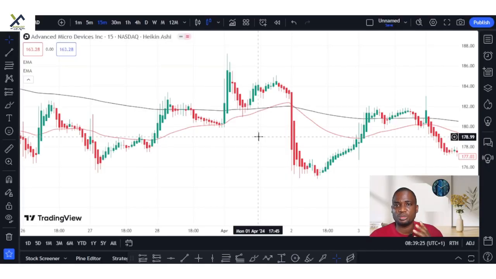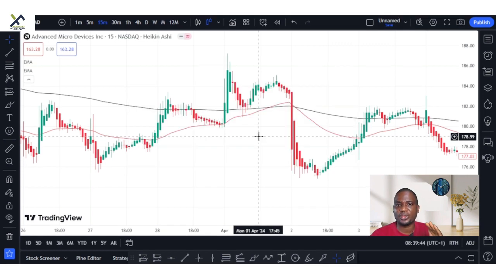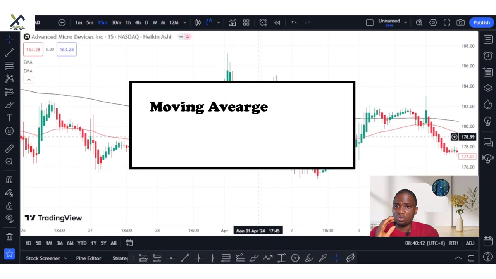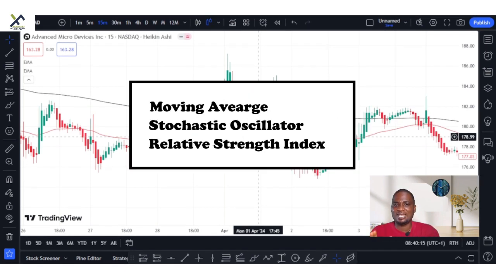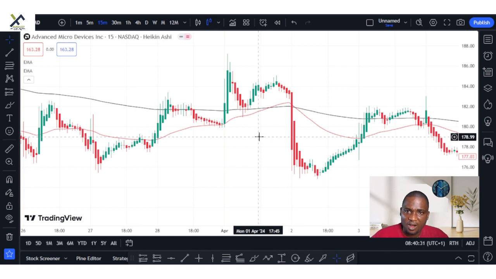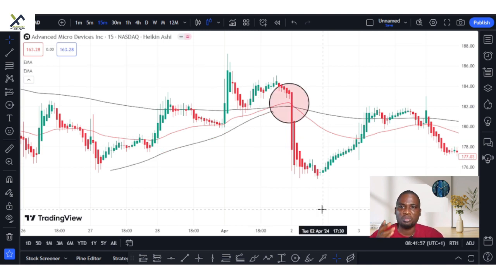The second signal that we're going to be looking at is the indicator signals. On these indicator signals, we're going to be looking at 3 different indicators that give us a perfect reversal signal. These indicators are the moving average, the stochastic, and the RSI. We're going to be looking at them one after the other. So let's go and see how the moving average gives us a reversal signal. The first thing under the moving average I want you to understand is the crossover of the moving average. Once this occurs, I should be expecting a reversal in price movement.